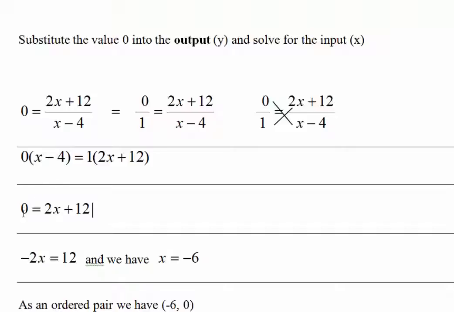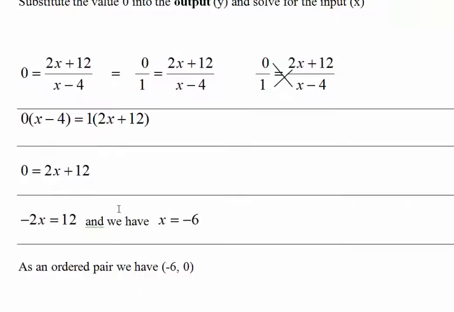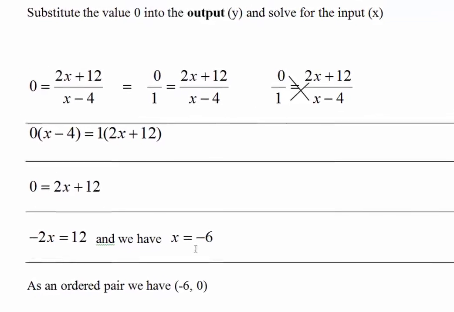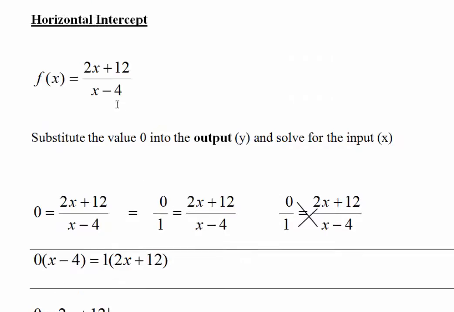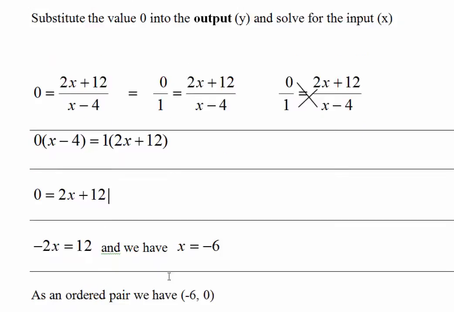So here's my 0 and the 2x plus 12. And if I were to subtract 2x from both sides and divide by -2, my final answer would be x equals -6. So as an ordered pair, the horizontal intercept would be -6, 0. Okay, so if I were to give you a function that looked like this and I asked for the horizontal intercept, your final answer would be -6, 0.